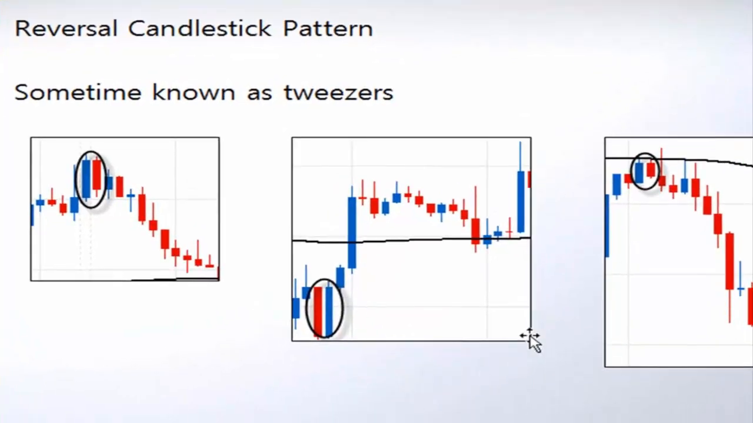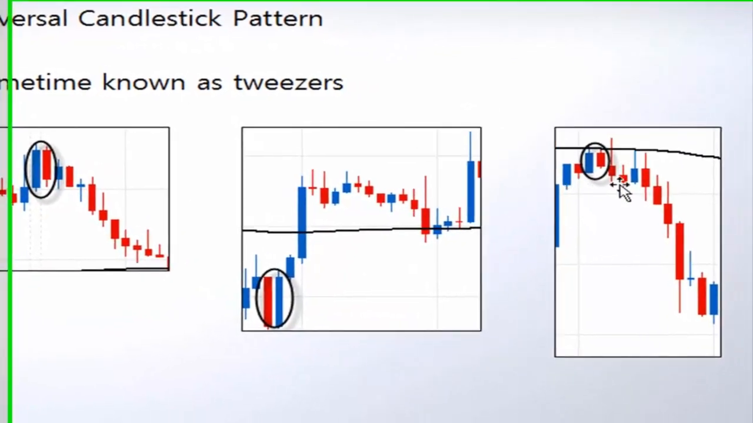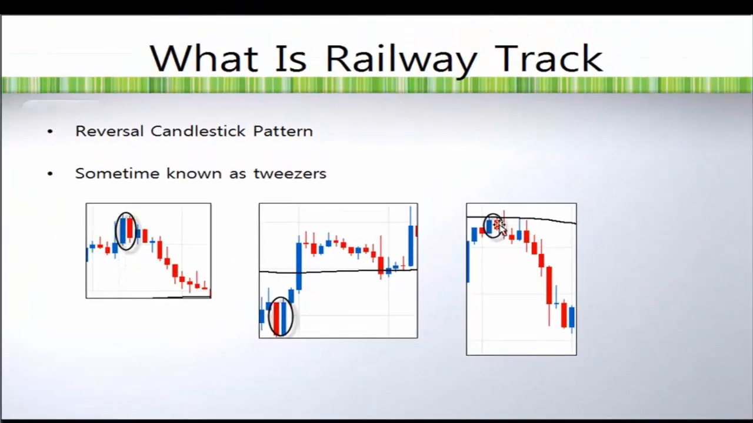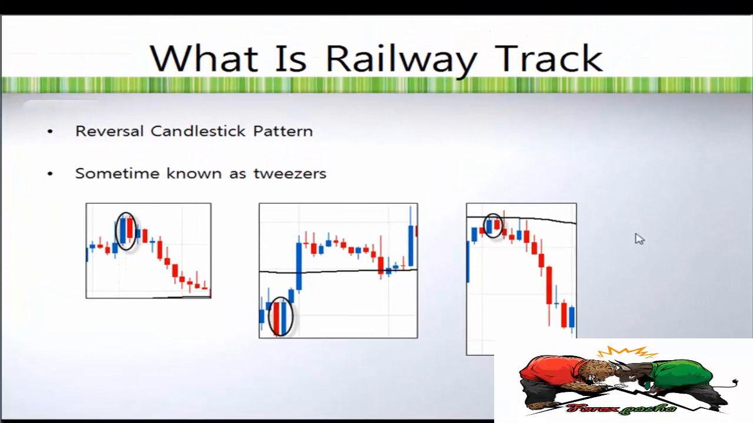In an uptrend again, can you see here? Then after that, an up candle followed by a down candle. So this is very important. You must be able to tell a railway track. However, I'll be going through some examples with you so that you have a better understanding of what exactly a railway track is. I hope that this part gives you a good understanding of what a railway track is. So, next.